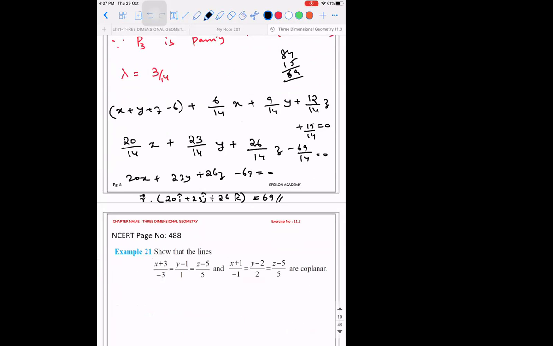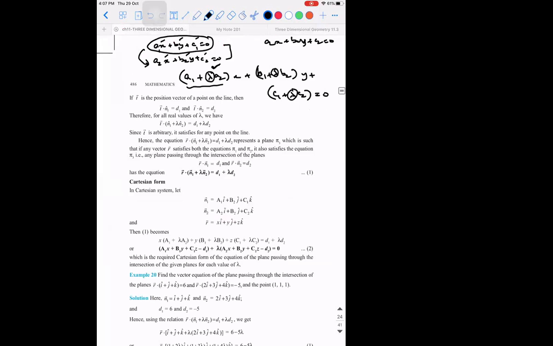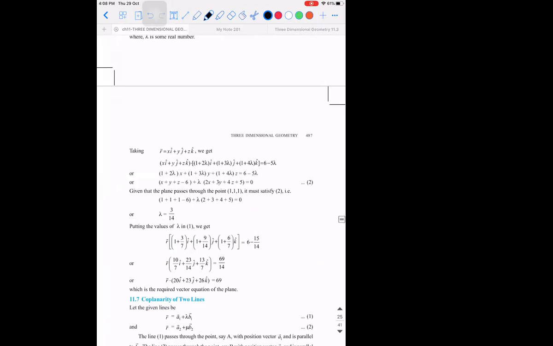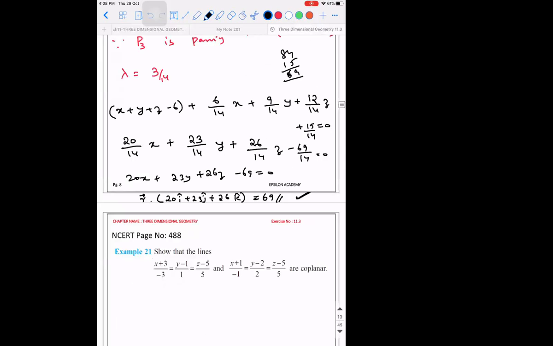I'm not sure of calculation mistakes, but the method is this. Are you guys clear with the method? Yes, sir. So what is the answer there? No, we are right. So 20i cap plus 23j cap plus 26k cap is equal to 69. So this is all about finding the equation of a plane passing through the intersection of two other planes.